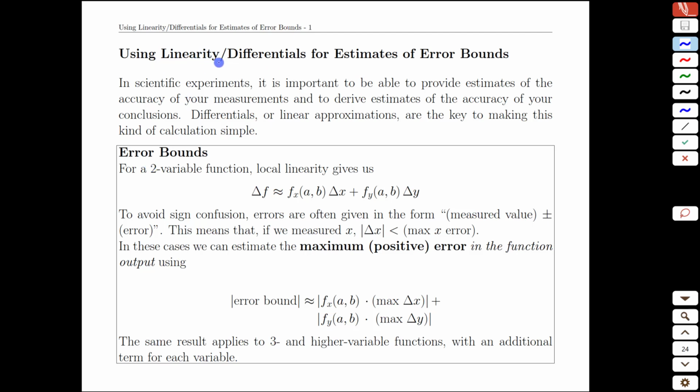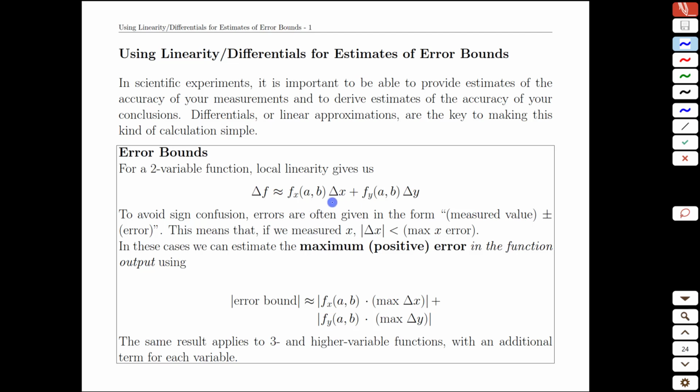In this video, we're going to look at how we can use linearity, or what's often called differentials for some reason in this particular application, to estimate error bounds for a function. For local linearity of a two-variable function, a reminder that we have this simple formula: the difference in the f values can be predicted by looking at the change in x and the change in y and multiplying each of them by their respective partial derivatives.